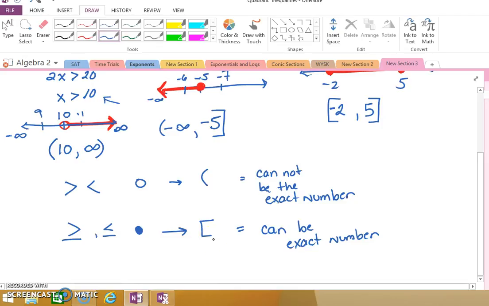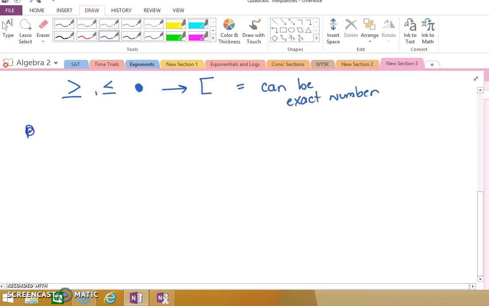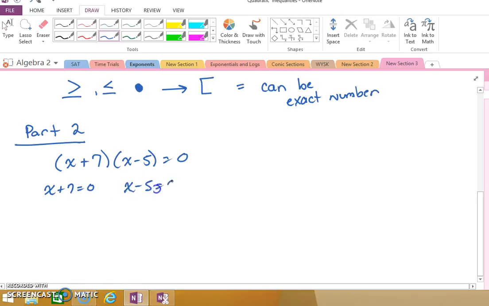All right, so that's kind of part one, a little bit of a review. Let's go to part two. Now part two is a review as well. It's basically based off of what we've been doing the past couple weeks, which is solving. So if I have an equation that looks like this, x plus 7, x minus 5 equals 0. Using the zero product property, I know I can set each of those factors equal to 0. So I could get x plus 7 equals 0, x minus 5 equals 0. So x is 5, x is negative 7. So nothing new. We know we've got the value of x, negative 7, and positive 5.